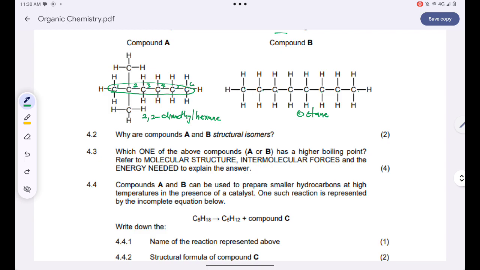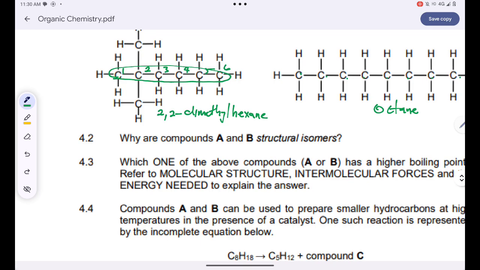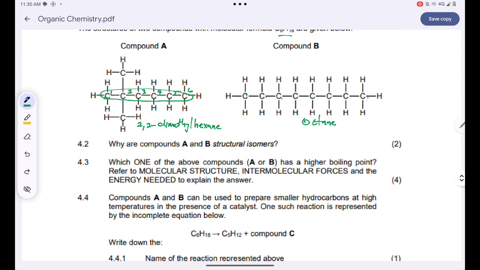4.2: Why are compounds A and B structural isomers? They are structural isomers of each other because they have the same molecular formula but different structural formulae. If you check, both of these compounds have a molecular formula of C8H18. They have the same molecular formula but different structural formulae. That's why they are isomers of each other.